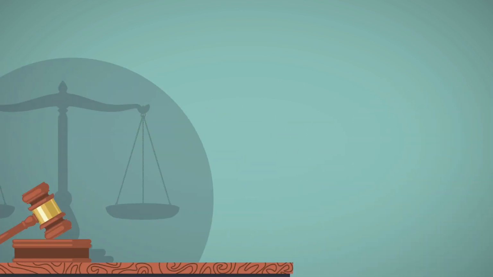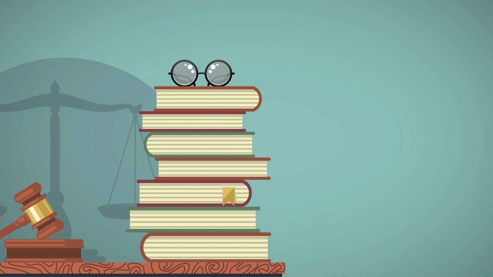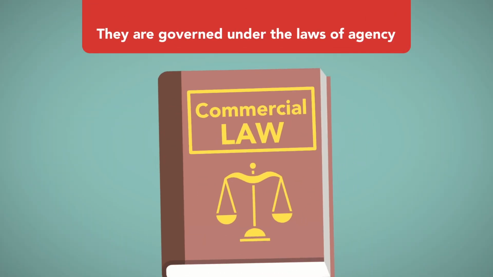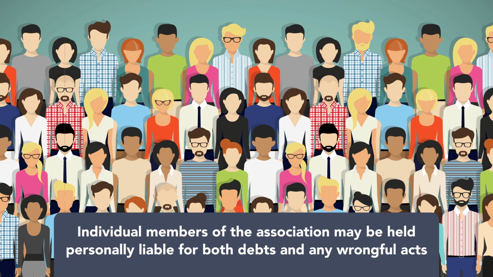There is also very little case law regarding unincorporated associations, and they are governed not under the well-established law of corporations, but under the laws of agency. In addition, individual members of the association may be held personally liable for both debts and any wrongful acts by the association and its members.